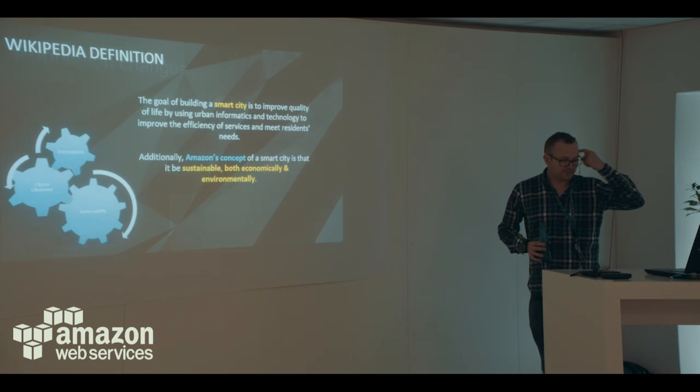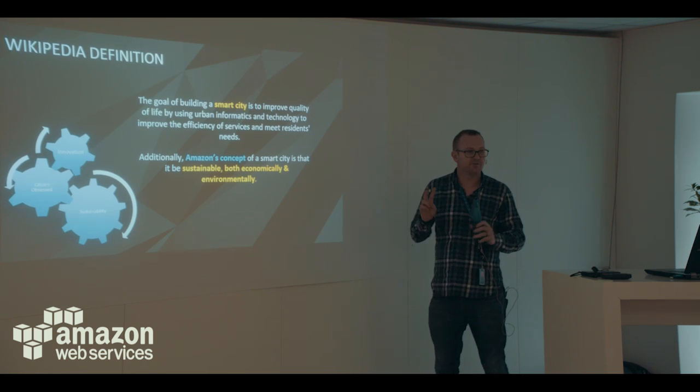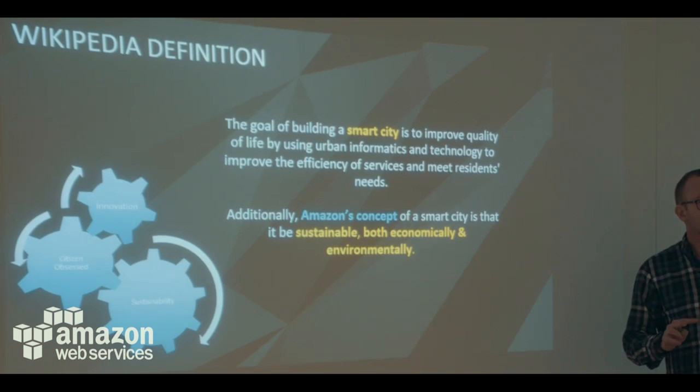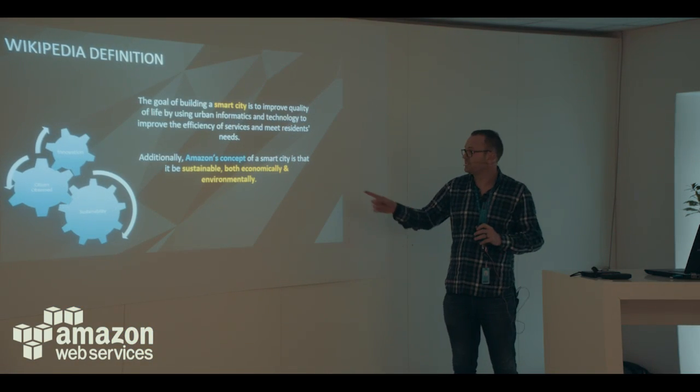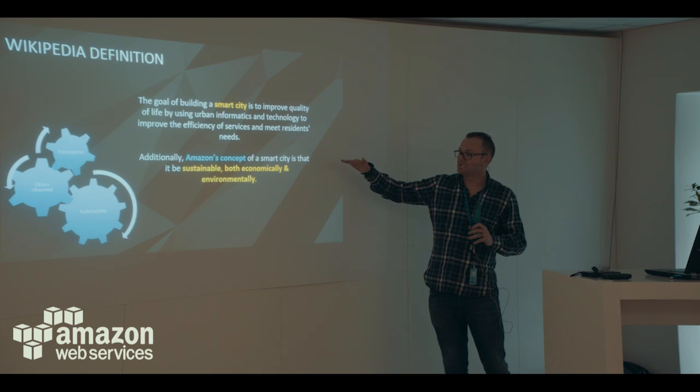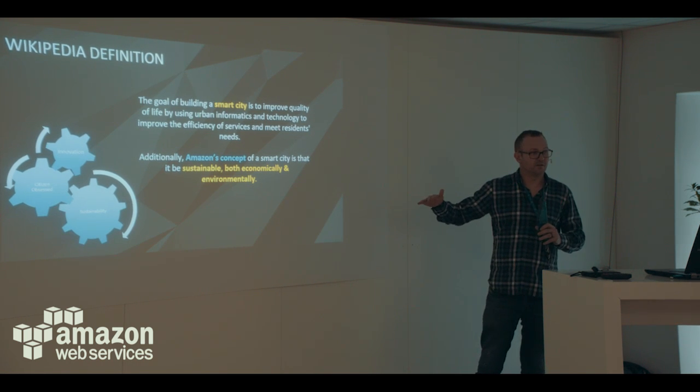So let's talk, this is really where we start talking about this idea of a smart city. This is where we take data from our city, from instruments around our city, and we try to actually use that to improve people's lives. That's the mission. We've also got another thing that we add to it at Amazon, which is that we think that a smart city is one that's sustainable, both from an economic and an environmental point of view.